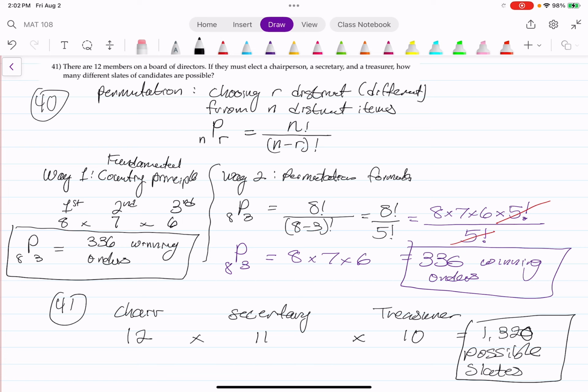So there you go. And this also works if you use the permutation formula. No difference.